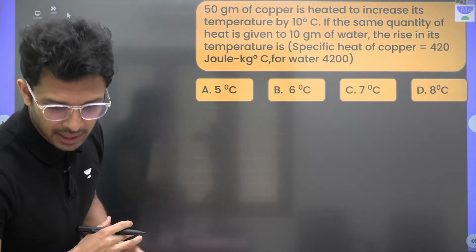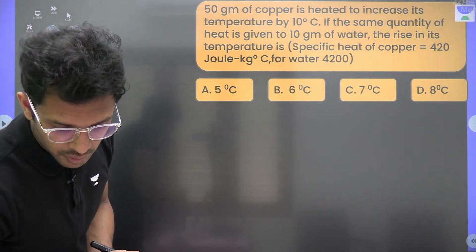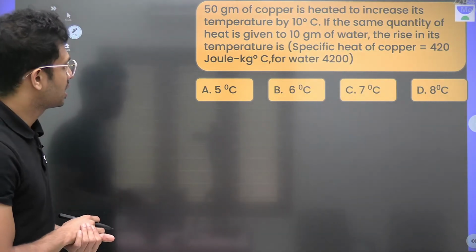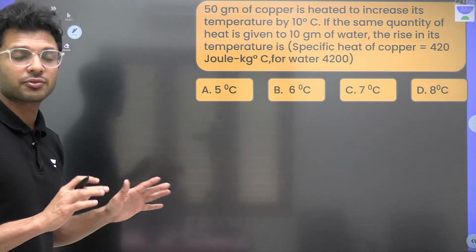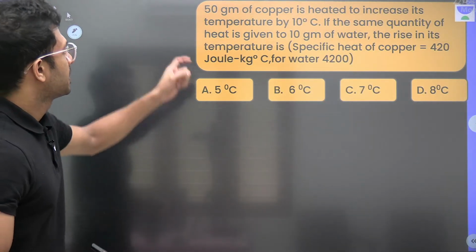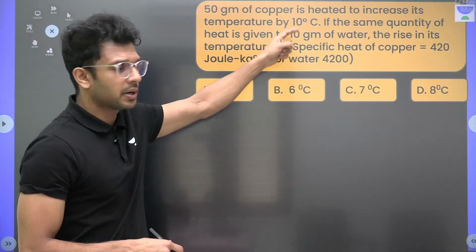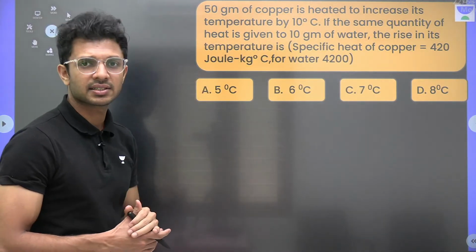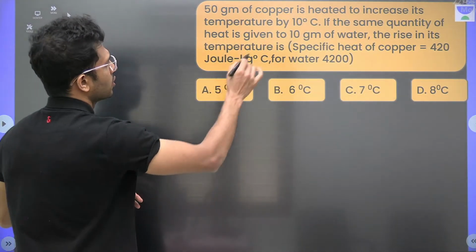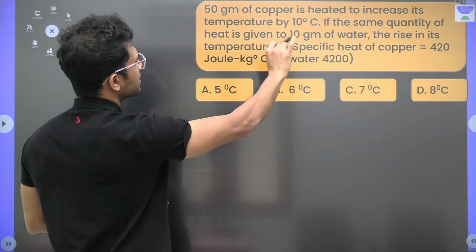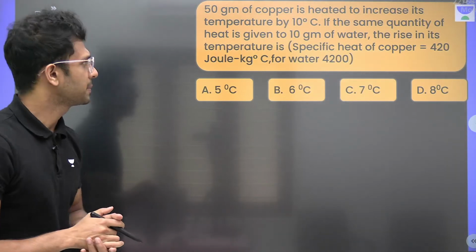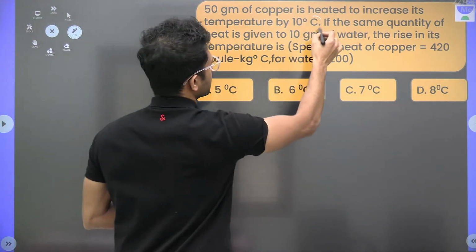I'll tell you. Okay? I'll tell you the method of doing this. Mithilesh, Meru, Shraddha, all are going for option A. I'm not confirming it. Let's see. 50 gram of copper is heated to increase its temperature by 10 degrees Celsius. If the same quantity of heat is given to 10 gram of water, the rise in its temperature is. Look into the first part of the equation.